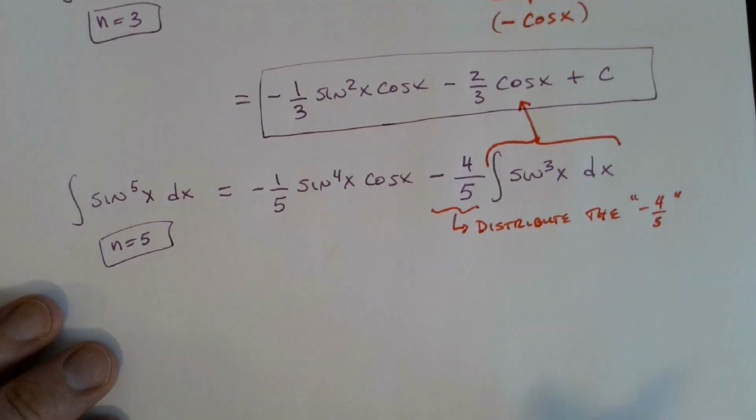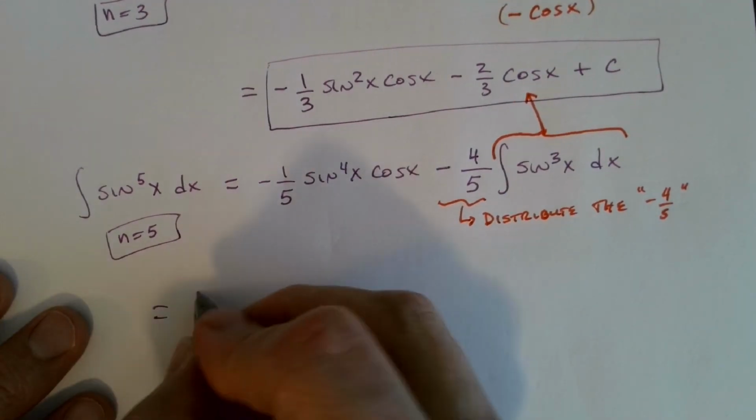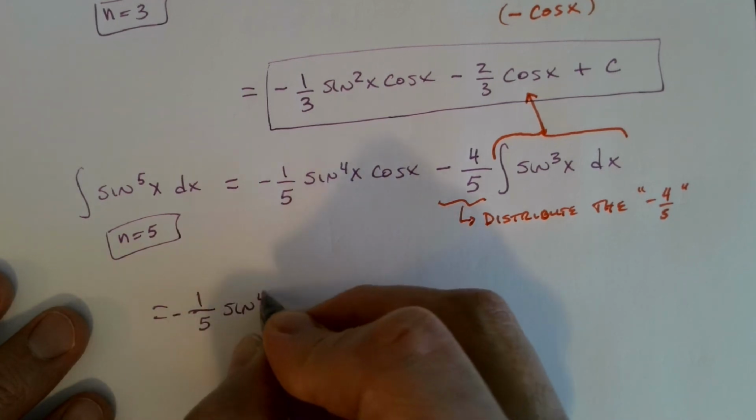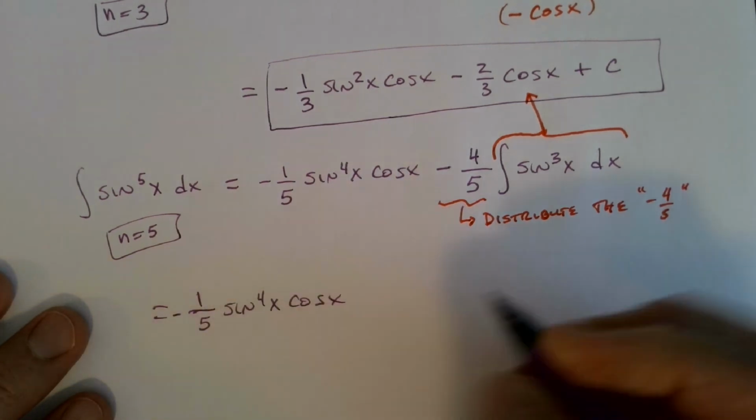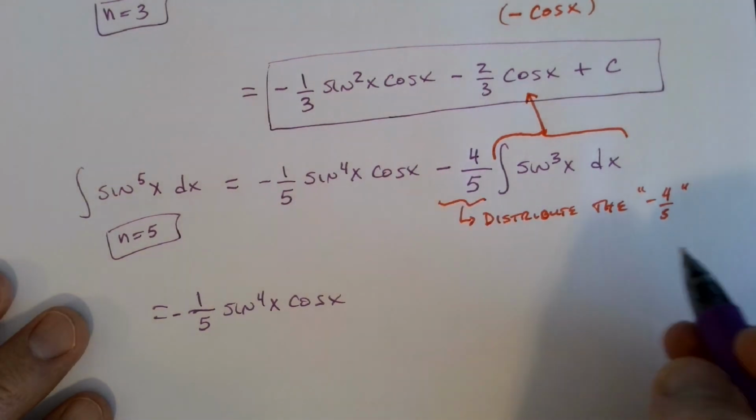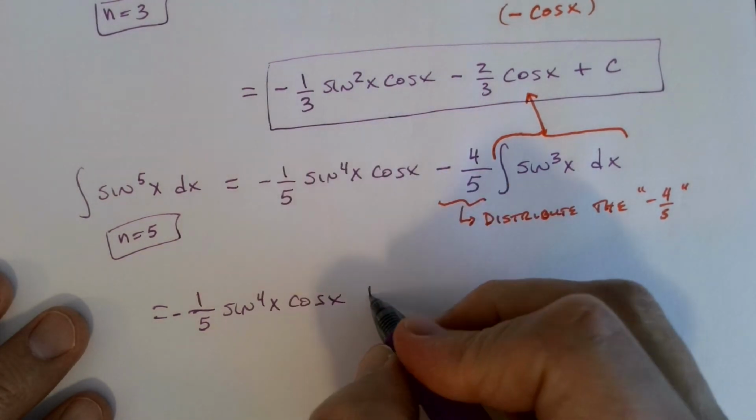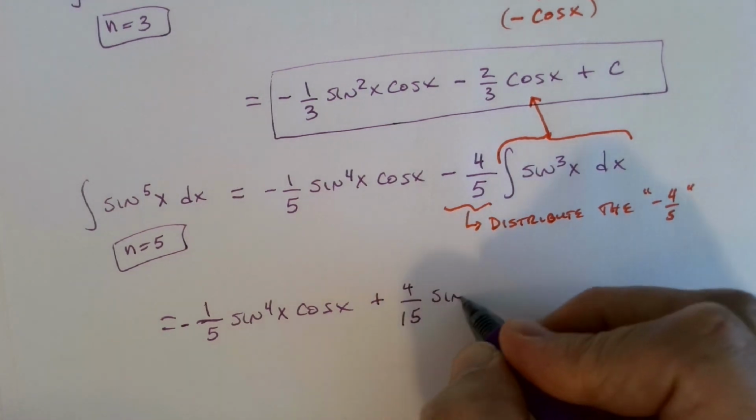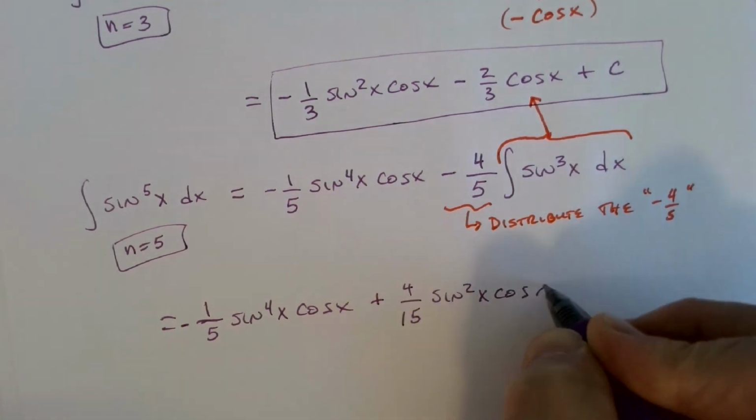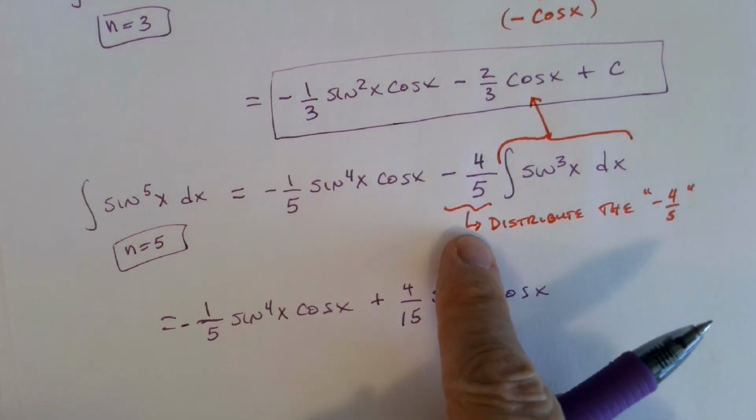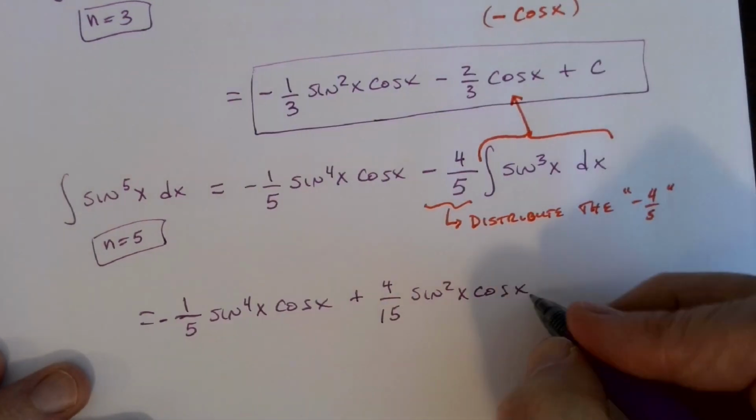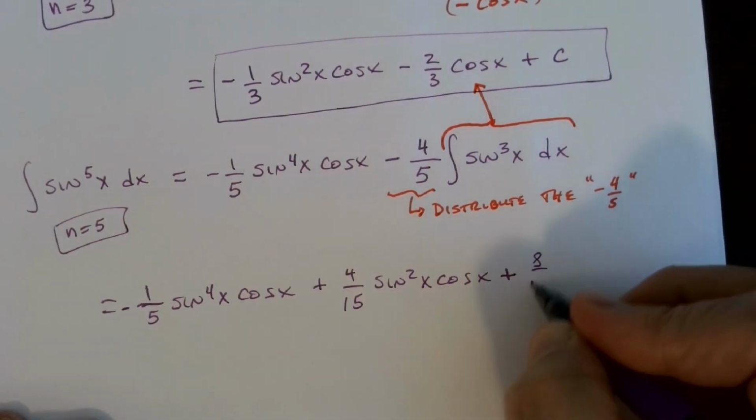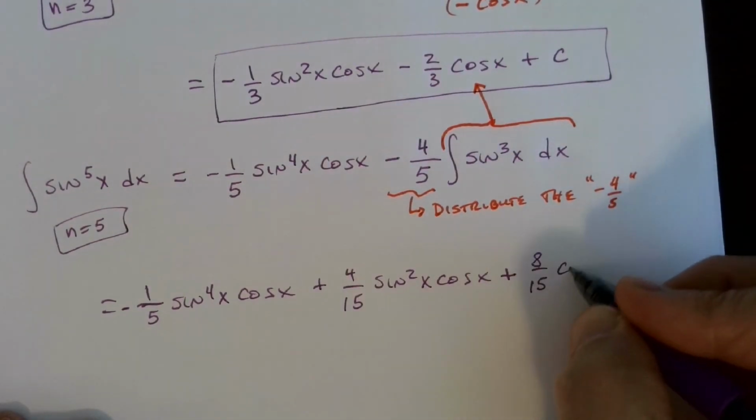Distribute that negative 4/5. So when I do that, I'm going to get negative 1/5 sine to the 4th x cosine of x. Negative 4/5 times negative 1/3 is positive 4/15 sine squared x cosine x, right? That's that term times -4/5. And then this term times -4/5 is positive again. 4/5 times 2/3 is 8/15 cosine x.